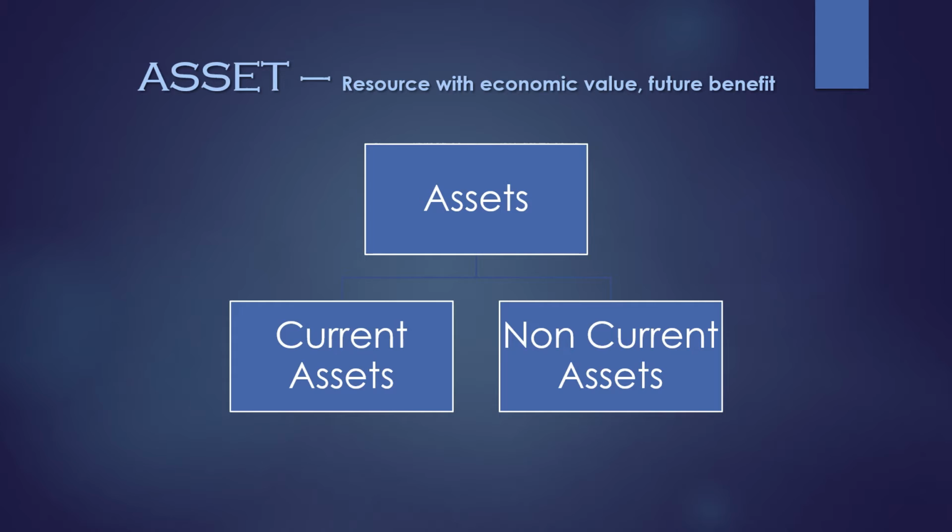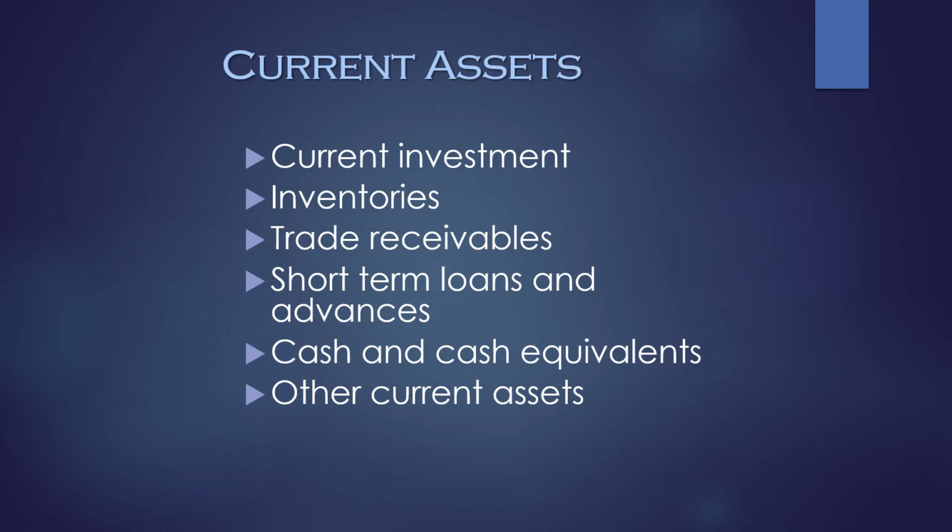So assets are classified into current assets and non-current assets. Current assets are simply the assets which can be realized or settled within 1 year, and non-current assets are simply the opposite. Let's see the main examples or the major headings that come under a current asset. So current investment is nothing but the investment that is made in this year and is realizable, or you will be able to liquidate it within this year. Liquidation is nothing but the ability to convert an asset, a current asset, into cash.